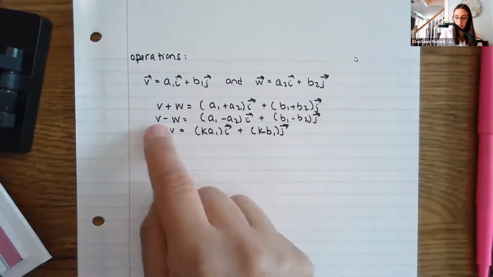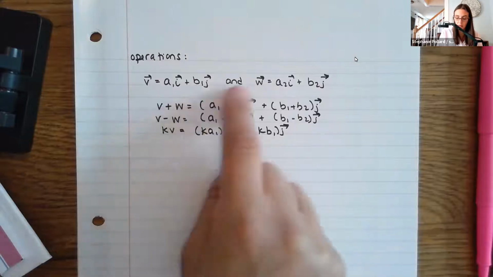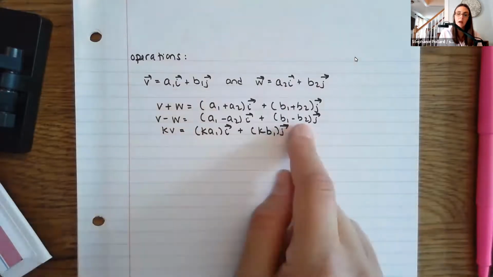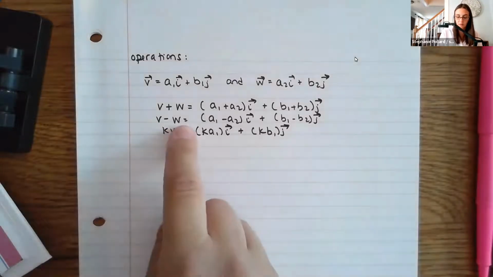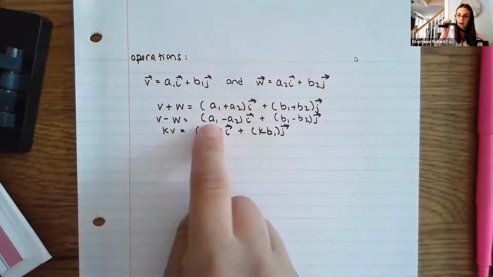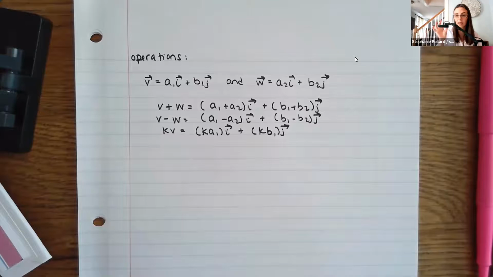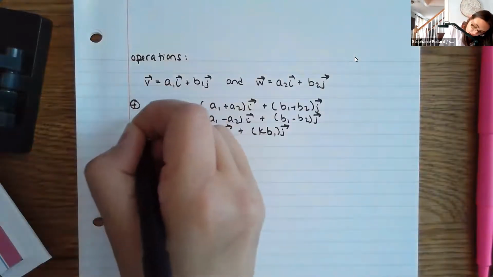And then for subtraction, do the same thing. You would subtract the a parts or subtract the b parts. Make sure you subtract in the correct order. That's really important. If you're starting with v minus w, then the v value would come first, and then you would subtract the w value. So this is your adding, this is your subtracting.